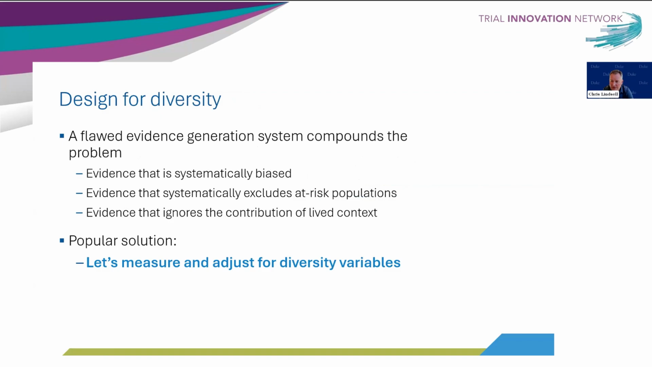A flawed evidence generation system compounds health disparities. If our evidence is systematically biased, how can we truly impact health? If the evidence systematically excludes at-risk populations, how are we truly helping people? And if our evidence ignores the complete contribution of lived context to outcomes, how on earth are we going to change outcomes?